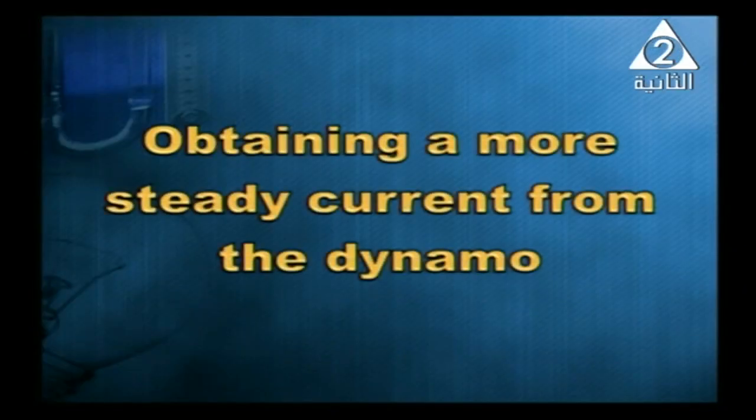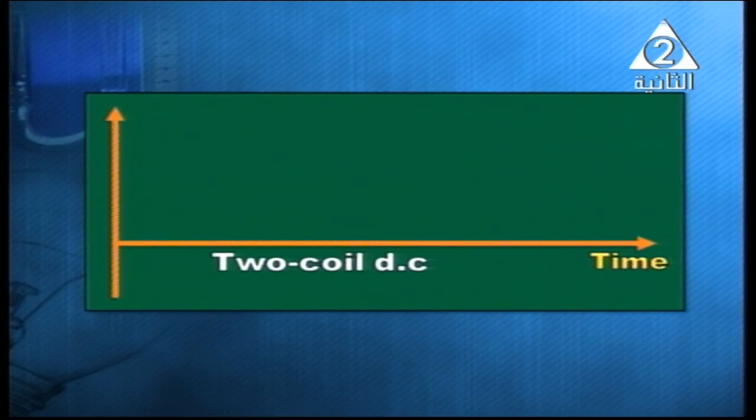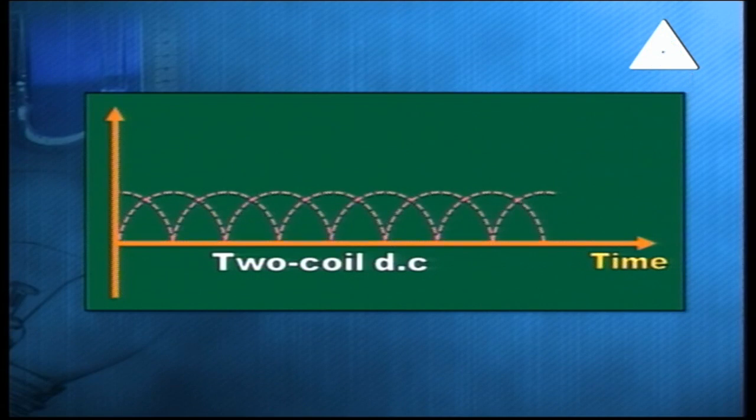And now, obtaining a more steady current from the dynamo. How to obtain a more steady current from the dynamo? It's all easy. We have to use a set of coils instead of just one coil. When two coils are placed at right angles to each other and a commutator of 4 segments is used, such that each coil is connected to its own pair of segments, the current will be roughly at its maximum value, shown in front of you.